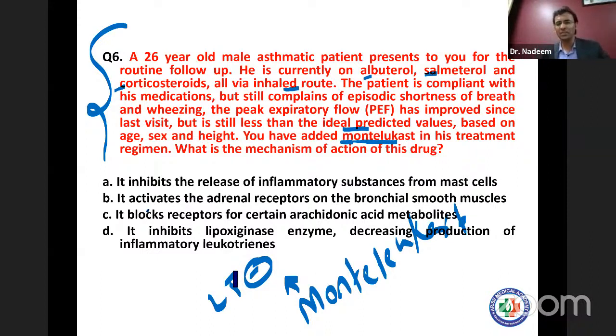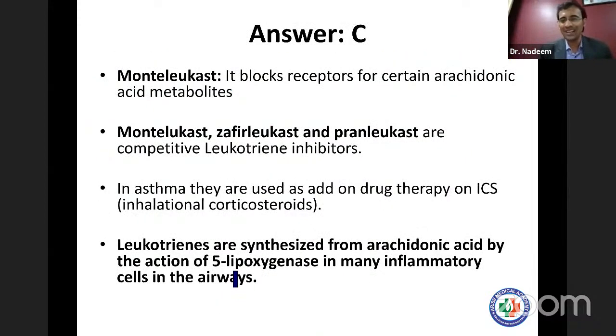I have added some points of biochemistry as well here. So this is a question of medicine, pharmacology, and some part of biochemistry also. Therefore, please understand that leukotrienes are synthesized from arachidonic acid by the action of 5-lipoxygenase in many inflammatory cells in the airways. So montelukast, zafirlukast, and pranlukast, what are these? These are the competitive leukotriene inhibitors.